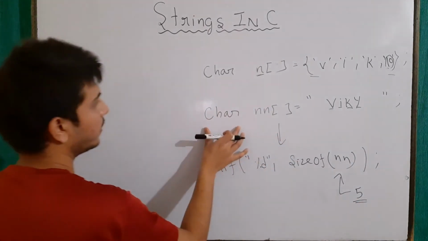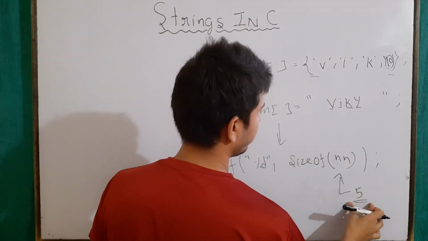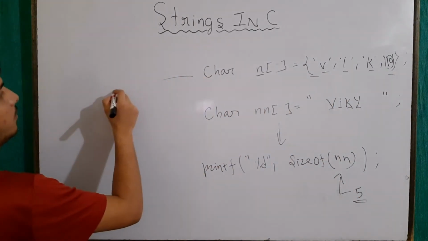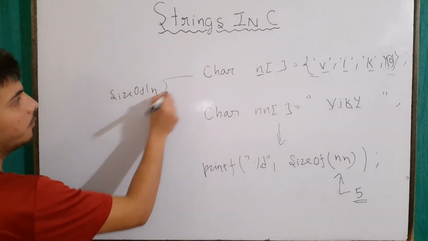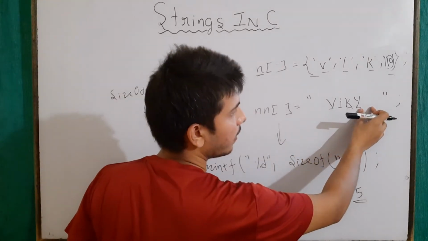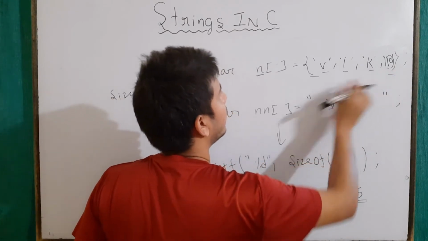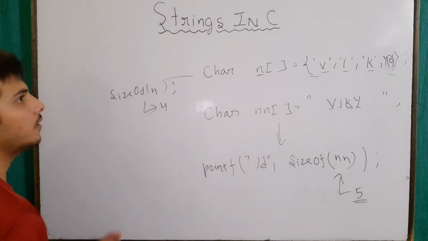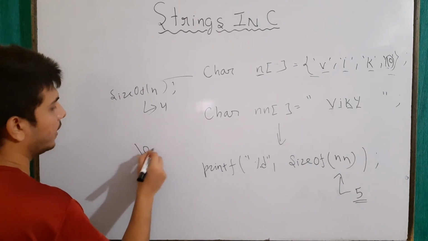Why 5? Because a character is of 1 byte and each character is taking 1 byte of memory, so total memory will be 5 bytes. And here, counting 1, 2, 3, 4, sizeof will give me 4. The point is that here we don't have to externally write \0, but there we must use \0. Otherwise, when we use it with %s, it will keep on printing whatever is present in the adjacent locations until it encounters a null character.